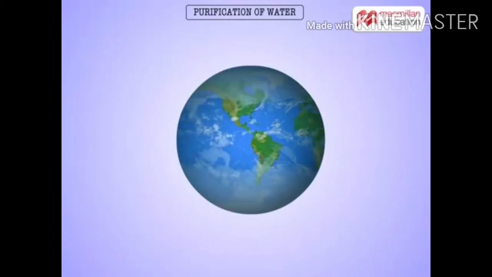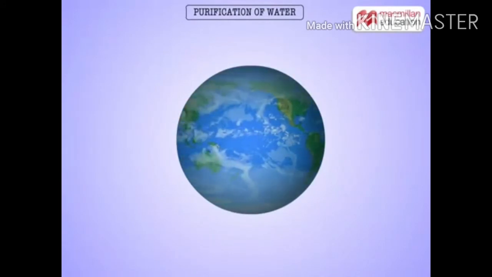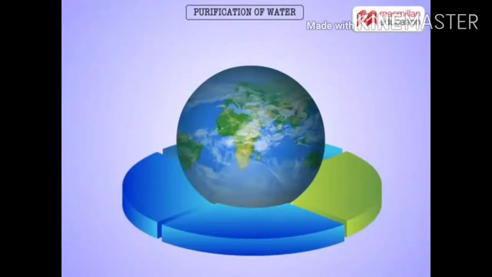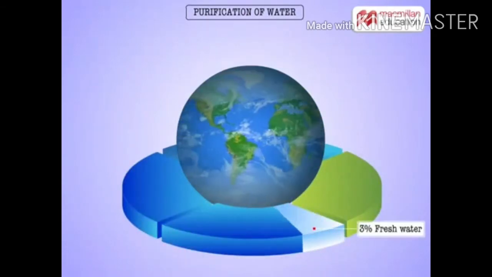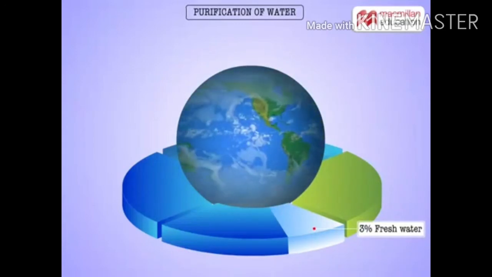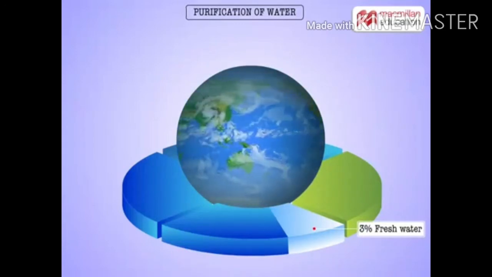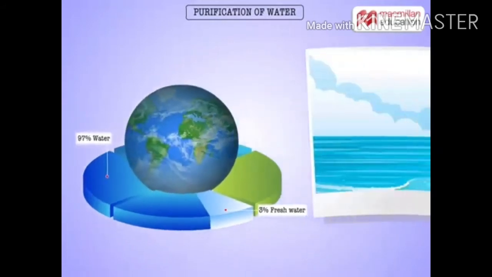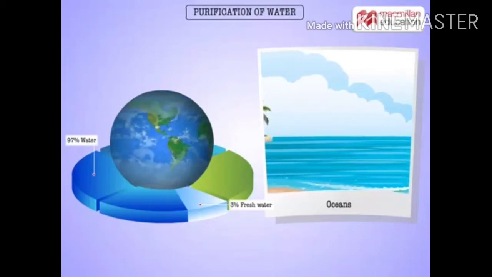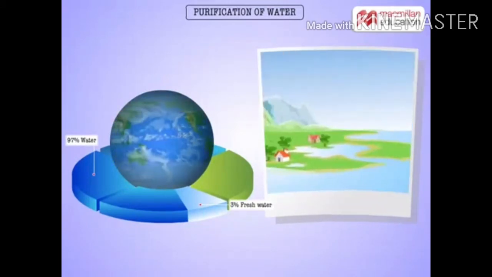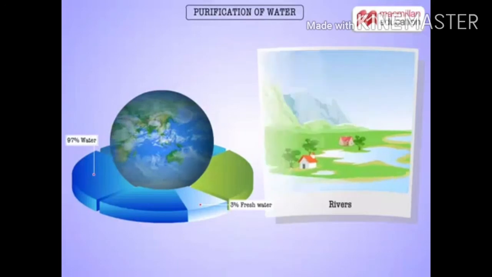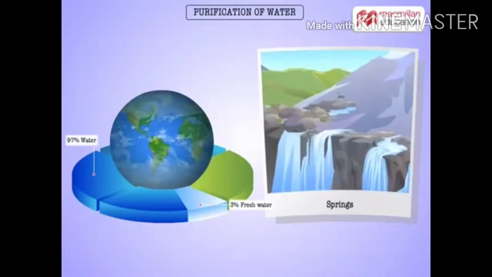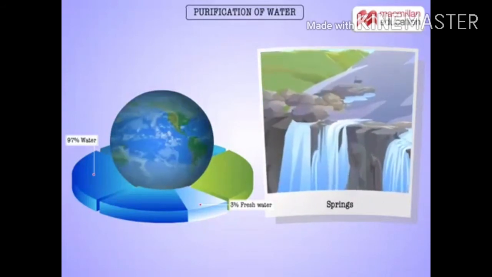Earth is a watery planet, yet water is a precious commodity. Can you guess why? This is because just 3% of all the water available on Earth is fresh water. The rest, 97%, is saline water of the oceans. Out of this 3%, the surface water of rivers, lakes, or springs forms an even smaller percentage.